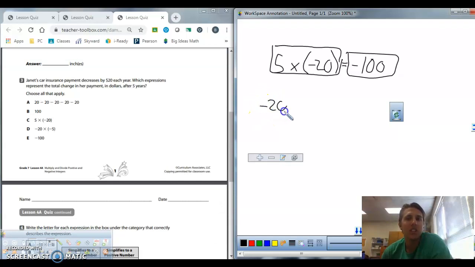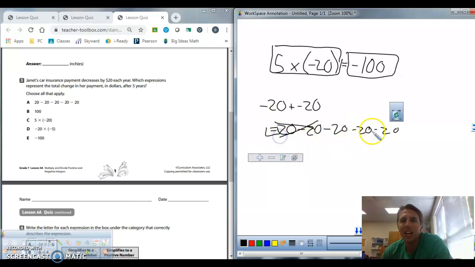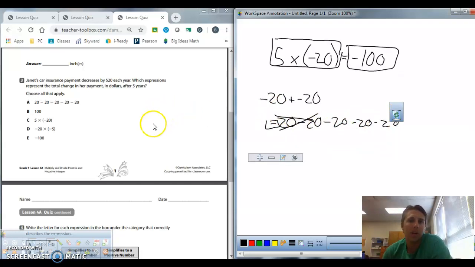Okay? It should say negative 20 plus negative 20 or minus 20. Okay? Negative 20 minus 20 minus 20 minus 20 minus 20. Okay? There should be 5 of those. But this first one's got to be a negative as well. Okay? If it's not, then these first 2 would cancel and you'd only have negative 60, which is not what we want there. Okay? That's not what we want.